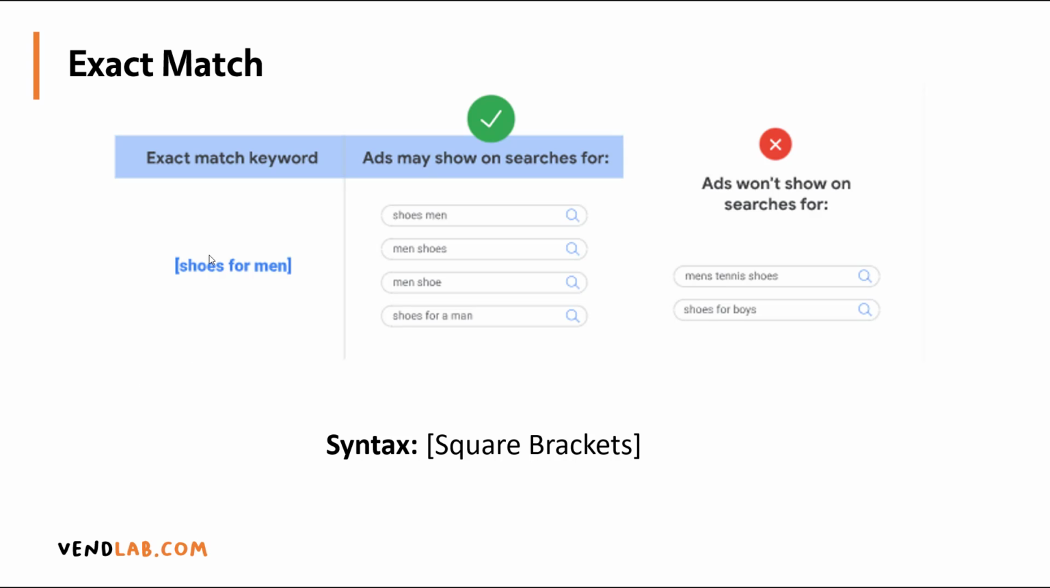So in this example, if the keyword is shoes for men, it'll show on shoes men, men's shoe, shoes for man. It won't show for men's tennis shoes or shoes for boys because they have different meaning.